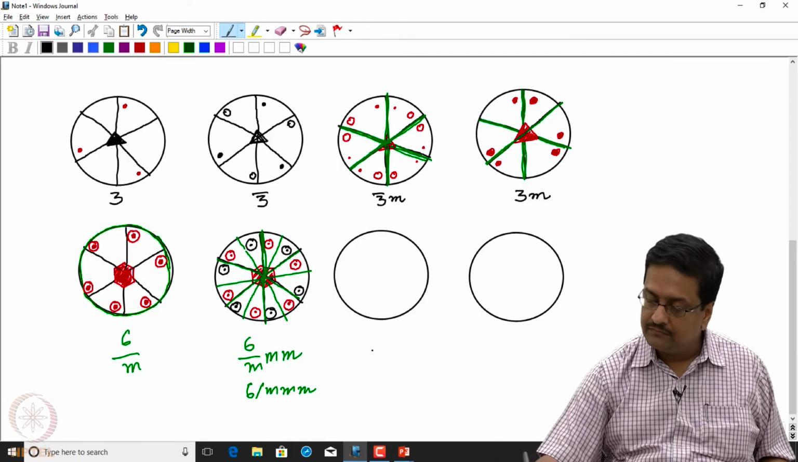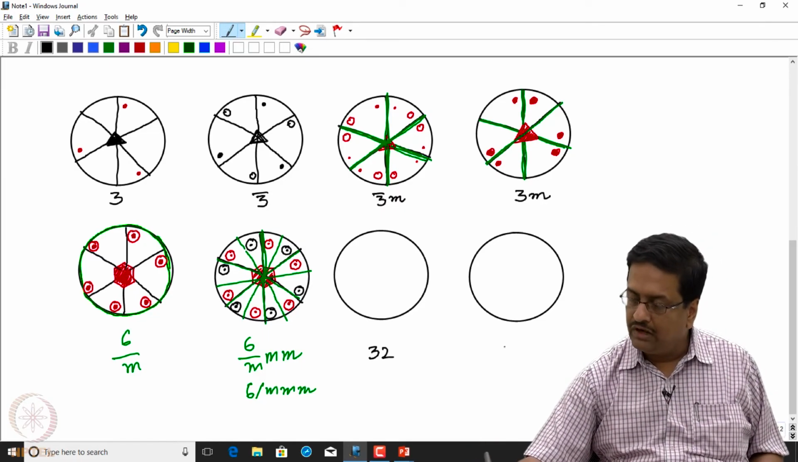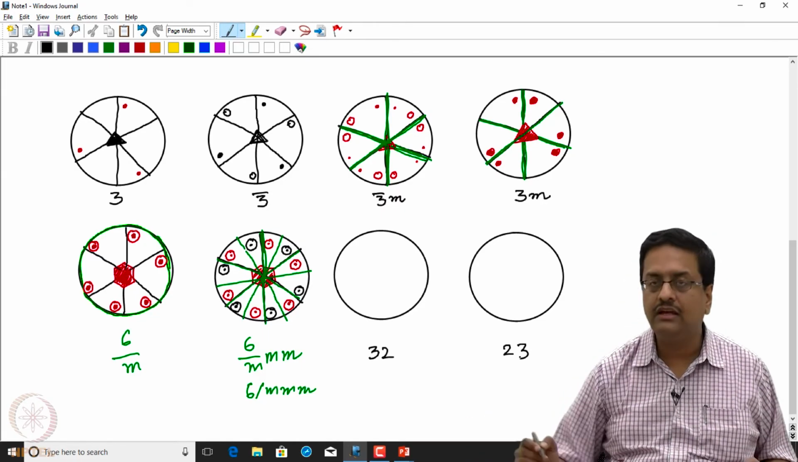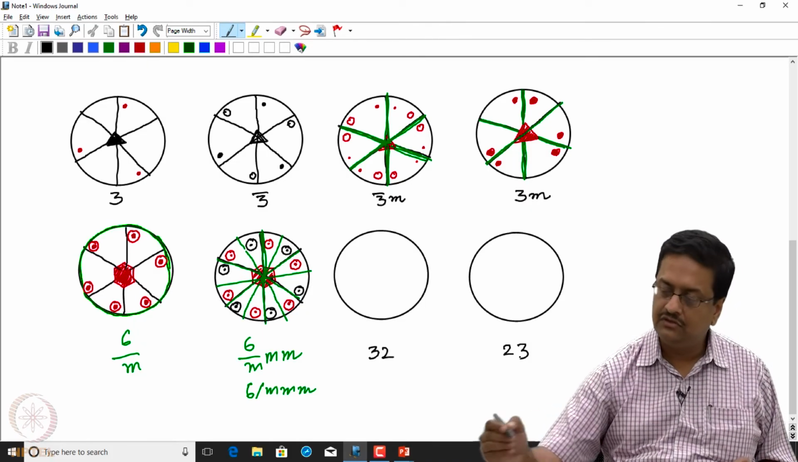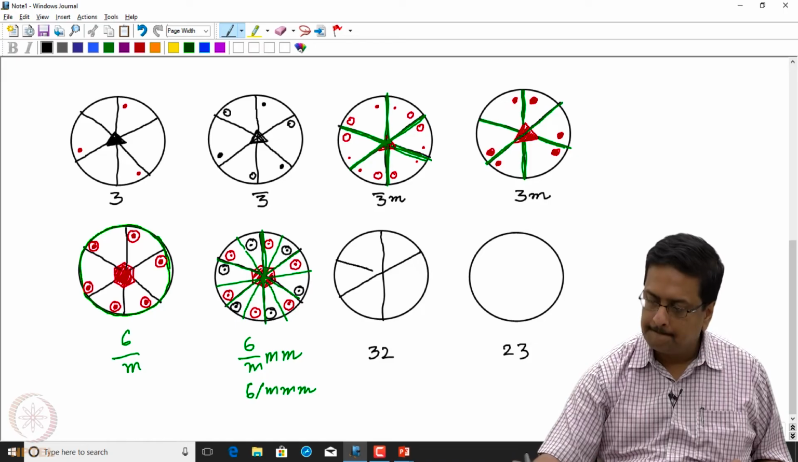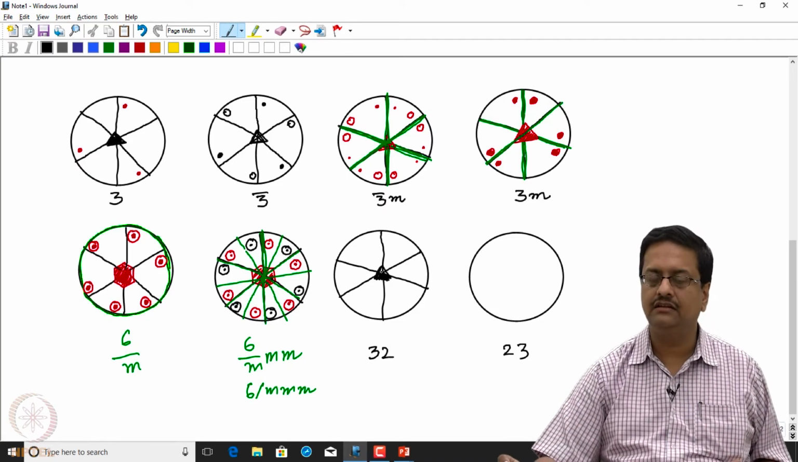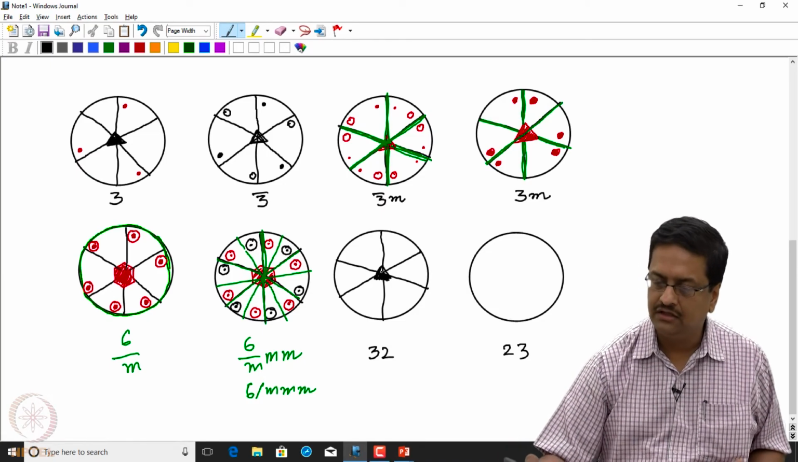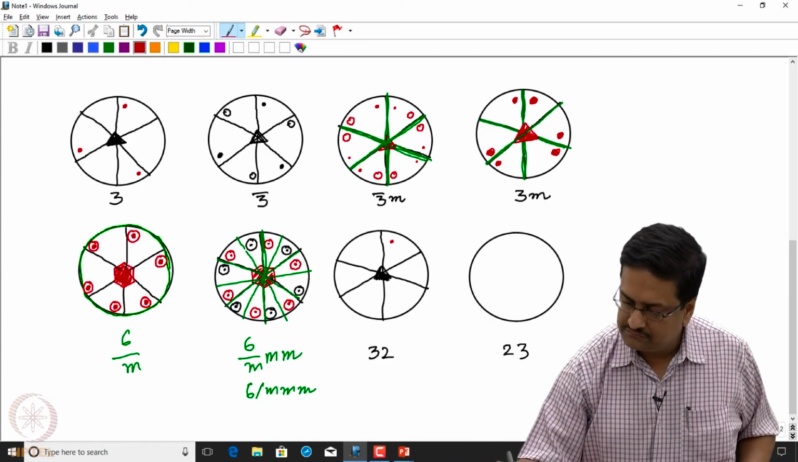Now we will do two space groups which are very similar, but they belong to two different crystal systems. As you know, 3,2 belongs to the trigonal system, while 2,3 belongs to the cubic system. When we say 3,2, we first should draw a threefold. What is a threefold? We have already drawn it in the first left hand top corner. So the threefold can be drawn very easily.